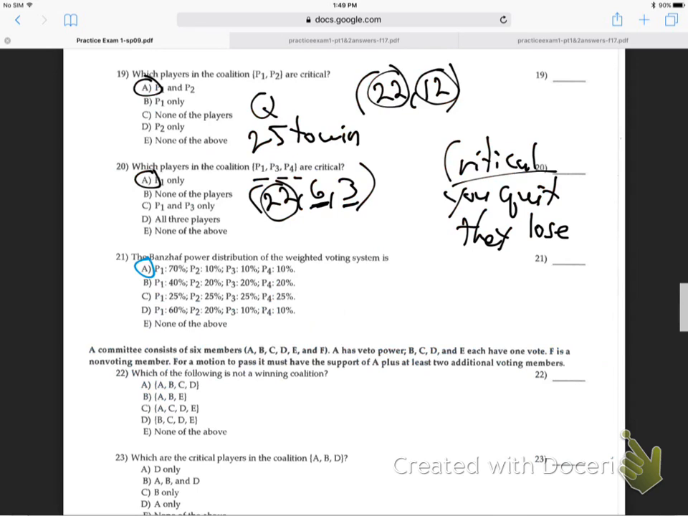Committee consists of 6 members, has veto power. Oh, A has, better read it. A has, here, let me roll that up.